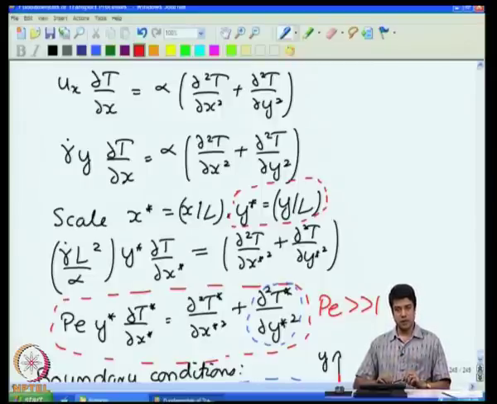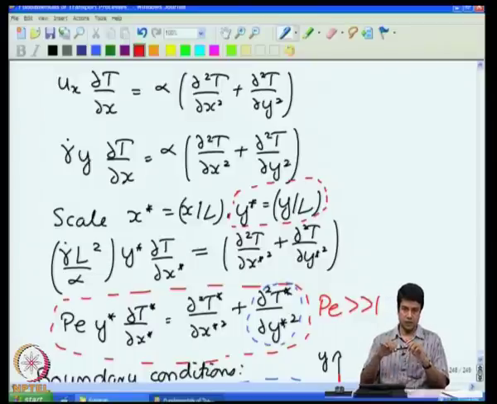However, if the length scale for diffusion is smaller than L, then the gradients will be larger, because the derivative goes as the temperature difference divided by the length scale of variation. So, if the length scale is smaller, the gradient could be much larger. And if the length scale is sufficiently small, I could still get a balance between convection and diffusion, even though the Peclet number based upon capital L is large. I could have a smaller length scale over which there is diffusion, such that the gradient is sufficiently large that there is a balance between convection and diffusion.